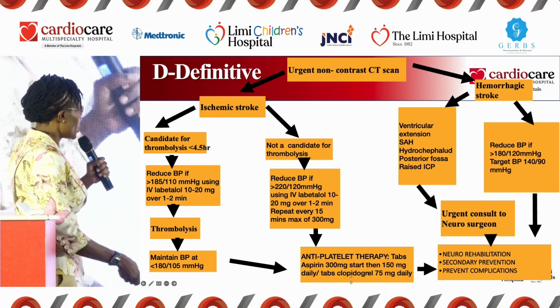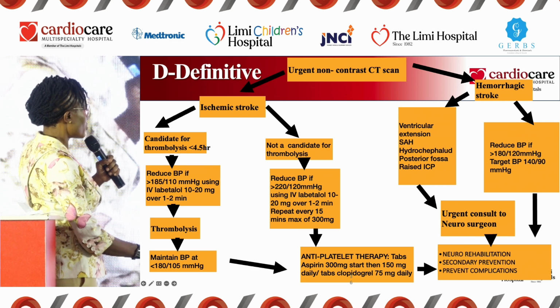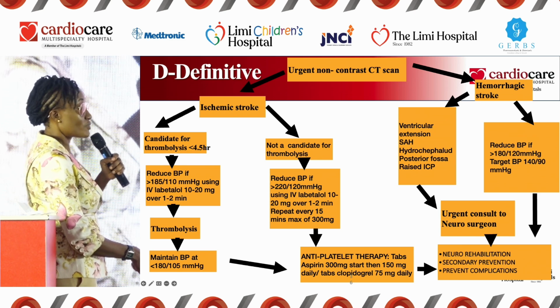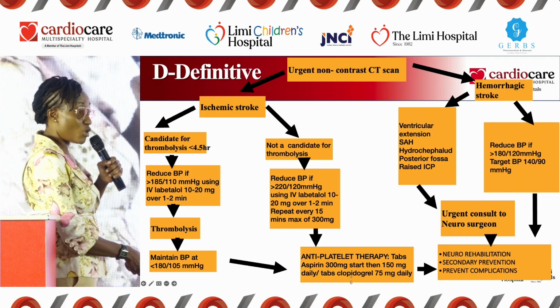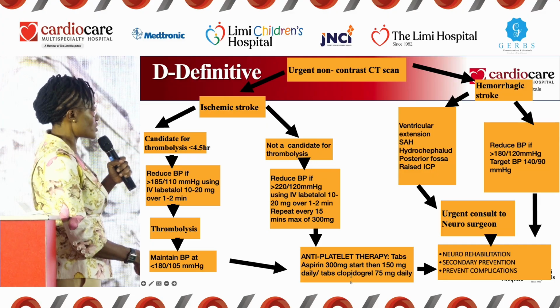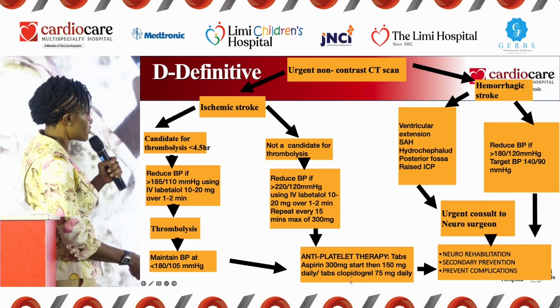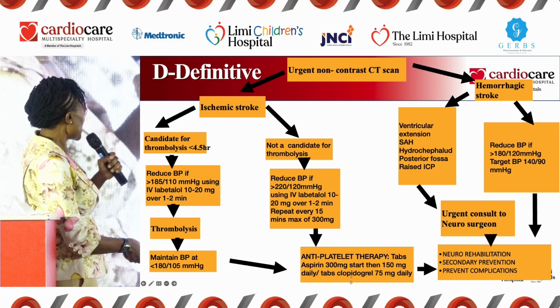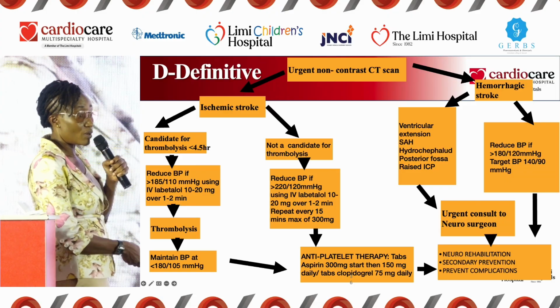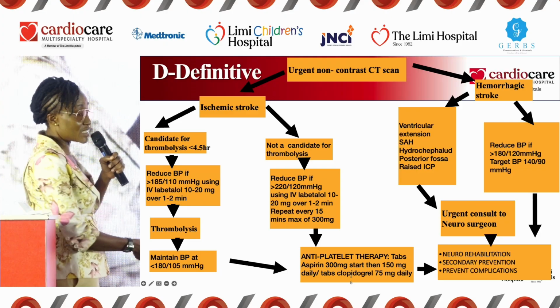Then after that we move to the next step, which is we give antiplatelets. We can give 300 milligrams stat if the patient comes in the first 48 hours, and then 150 milligrams daily. Otherwise, you only give 75 milligrams daily. If the patient has had thrombolysis, you have to wait for 48 hours before you start antiplatelets.